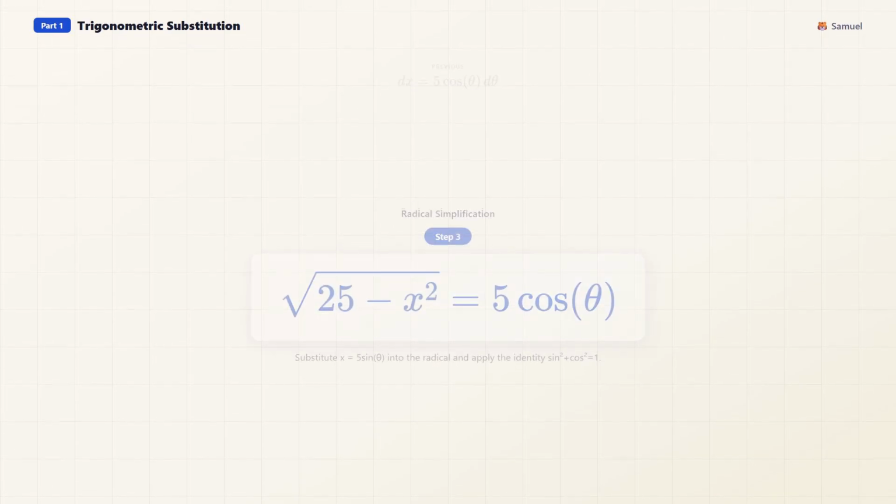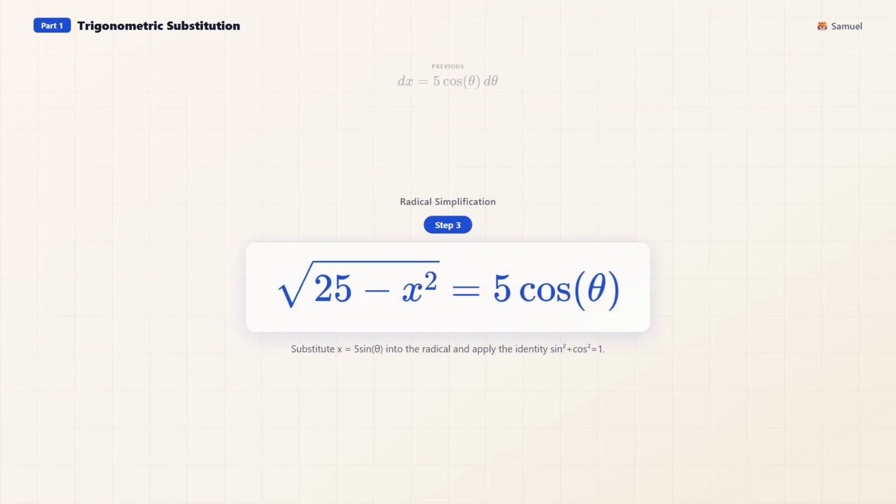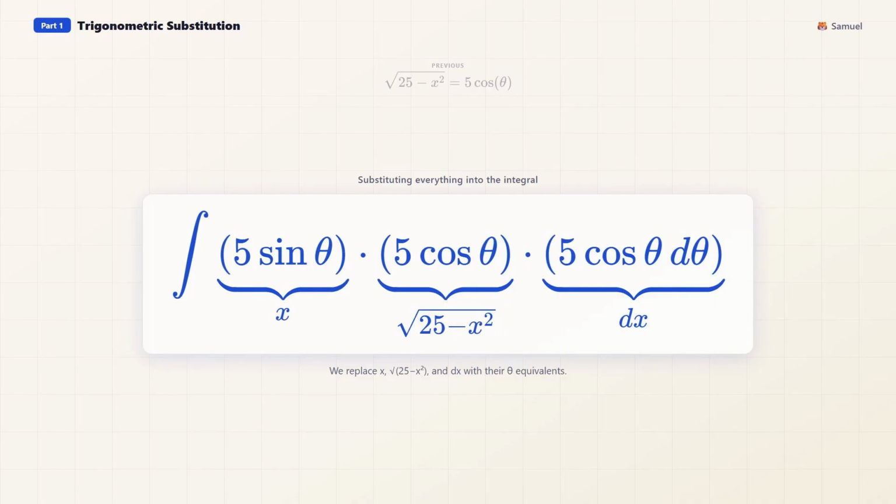Step 3. We substitute x equals 5 sine theta into the square root. Using the identity sine squared plus cosine squared equals 1, the radical simplifies to 5 cosine theta. Now we replace every piece of the integral with its theta equivalent. x becomes 5 sine theta, the square root becomes 5 cosine theta, and dx becomes 5 cosine theta d theta.